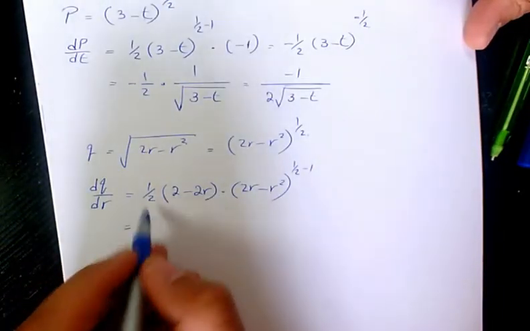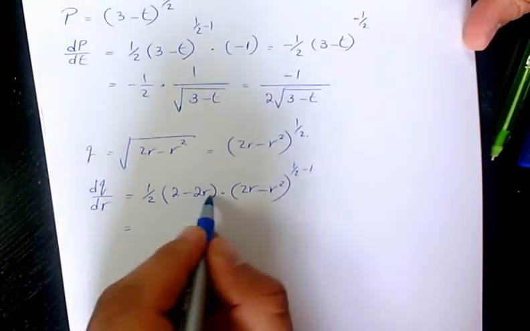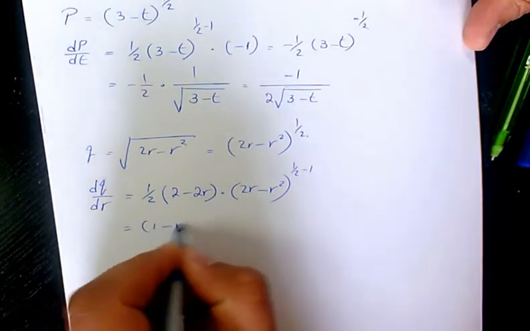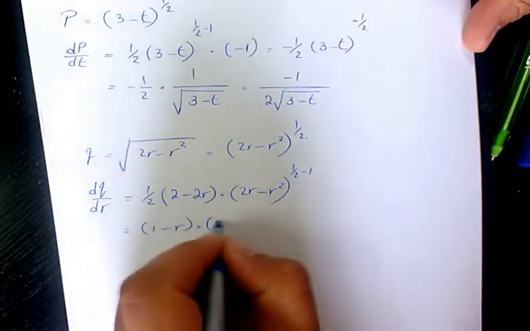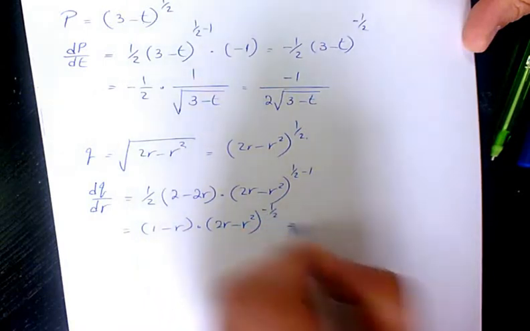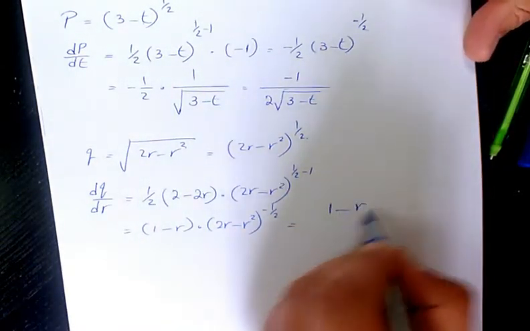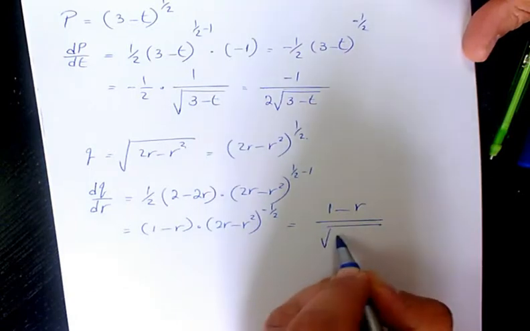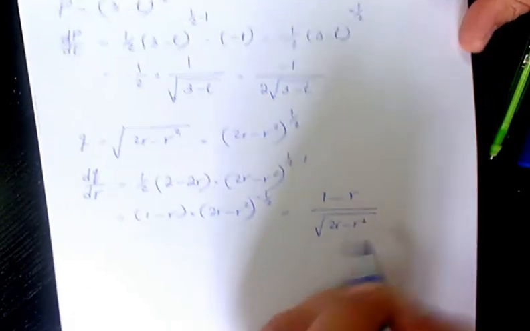So that's going to be half times 2 minus 2r, which is 1 minus r, times 2r minus r squared to the power of negative 1 over 2. So that will be 1 minus r divided by square root of 2r minus r squared.